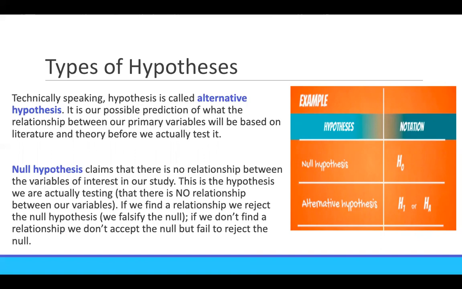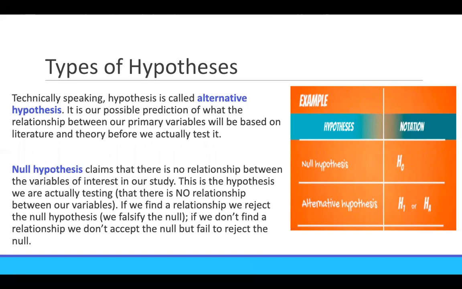The null hypothesis claims that there is no relationship between the variables of interest in our study. And this is actually the hypothesis that we're testing. We're testing whether or not there is no relationship between our IV and our DV. If we find that there is a relationship, we reject the null hypothesis and we accept one of our alternative hypotheses, because oftentimes you have multiple alternative hypotheses. We falsify the null. We've proven it false, that there is no relationship between our variables.